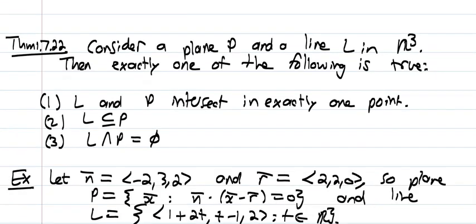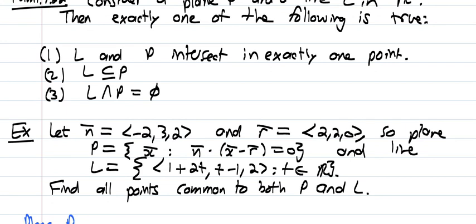Alright, now let's tackle this problem. Let n be the non-zero vector (-2, 3, 2), and let r be the vector (2, 2, 0). We can define a plane P to be the set of 3D vectors x such that n dot (x - r) is 0. And let line L be the set of 3D vectors of the form (1 + 2t, t - 1, 2), where t is a real number. We want to find: does the line intersect the plane P? And if they intersect, find all those possibilities.